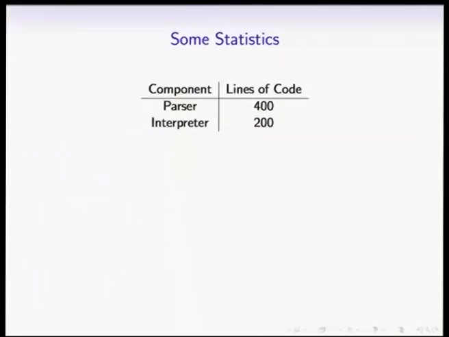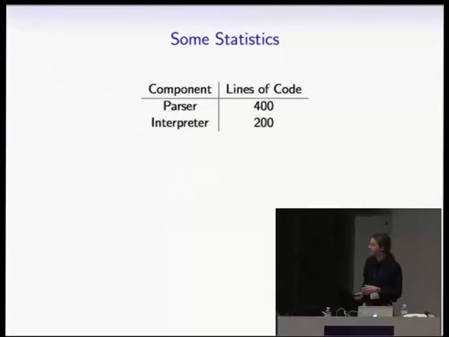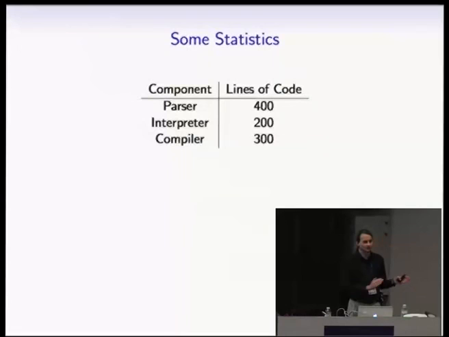And just a few statistics about this little toy example. The parser was about 400 lines of code, so that was most of the complexity in this. The interpreter was about 200 lines of code, and it's not the greatest interpreter in the world, but it's okay. And the compiler was only very slightly more code than the interpreter. So it used to be that if you wanted to write a compiler for your language, that was 10 or 100 times more effort than writing an interpreter. Now, actually writing the compiler is really not much more effort than writing an interpreter.